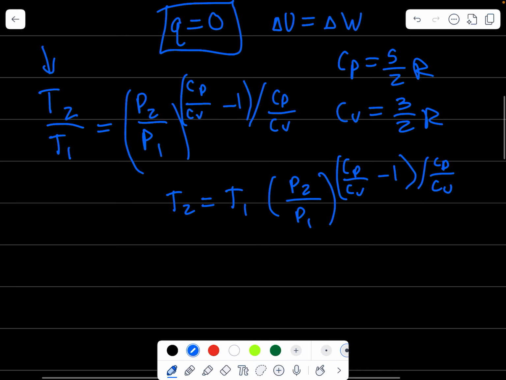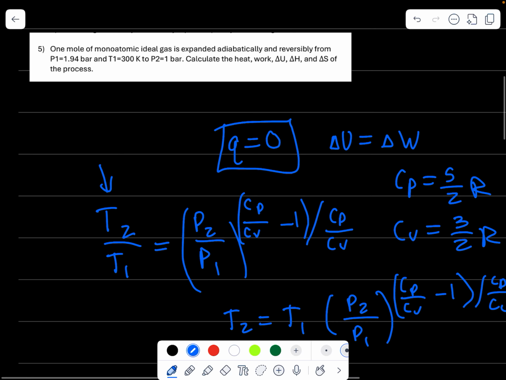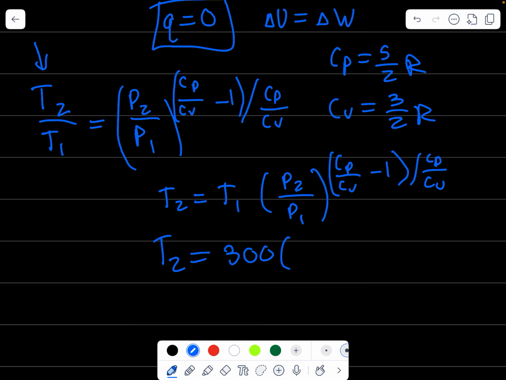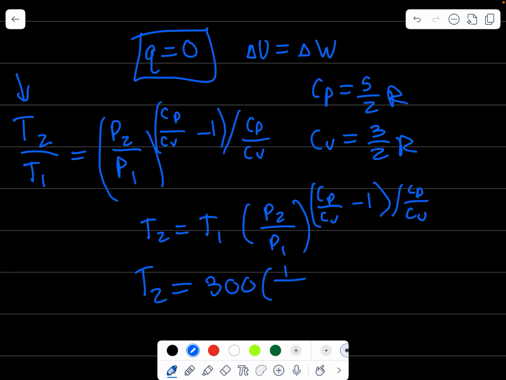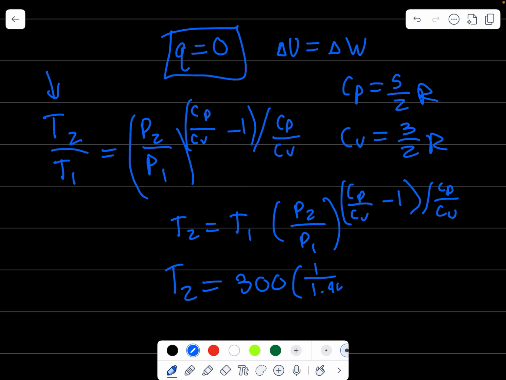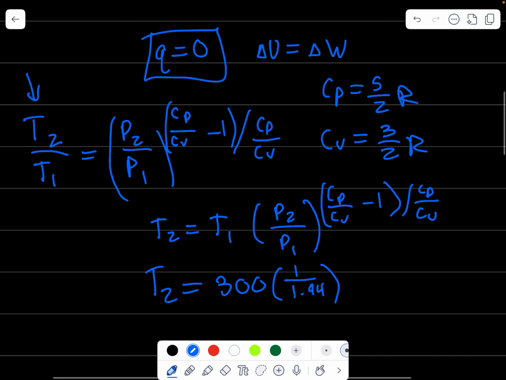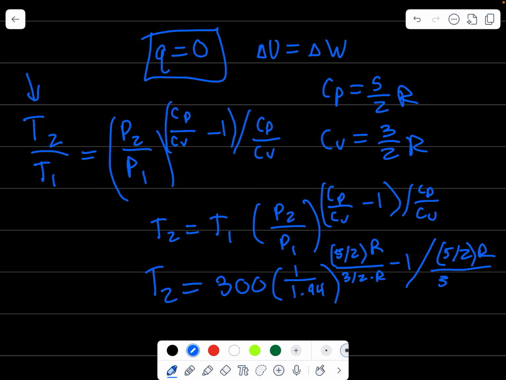All right. So let's start plugging in numbers. We have T2 equals, our T1 value is going to be 300 times, P1 is that value, P2 is that value, so 1 over 1.94 to the power of, our Cp is going to be 5 over 2 times R over 3 over 2 times R, minus 1 (oh, I forgot the minus 1), and that's divided by 5 over 2 times R over 3 over 2 times R.